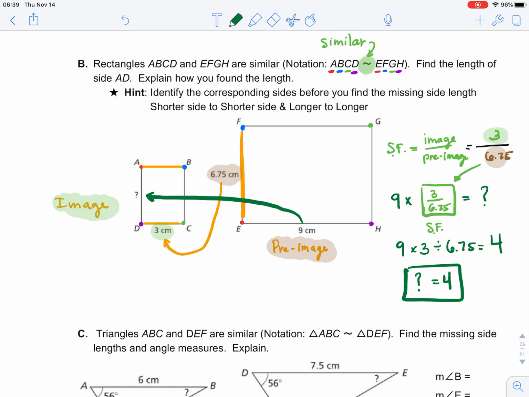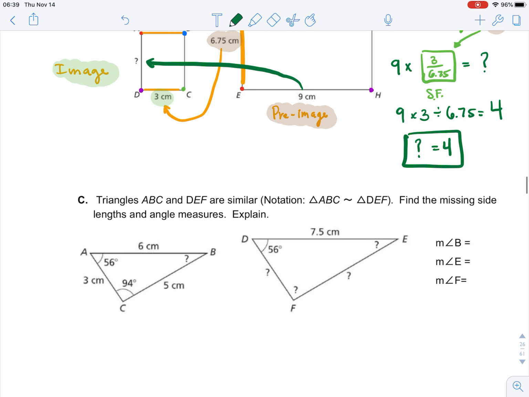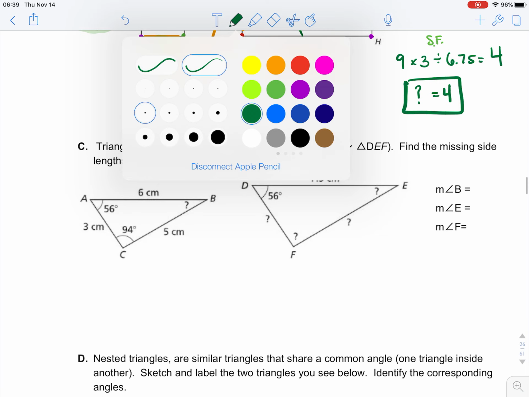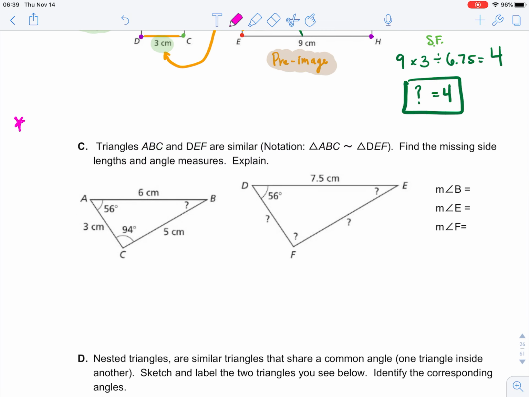A lot of these things you should be giving a try on your own. So I'll do the same thing with question C. Give it a try first. Identify corresponding angles and corresponding sides. Okay, super important. Identify corresponding sides and angles before you get started.